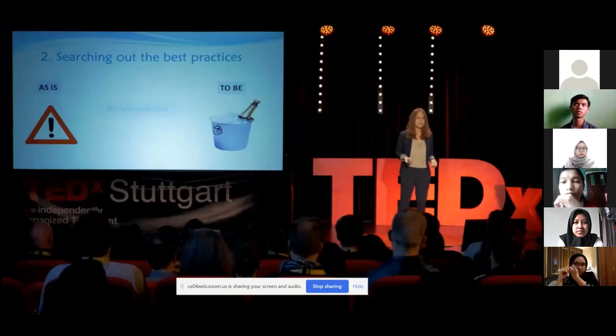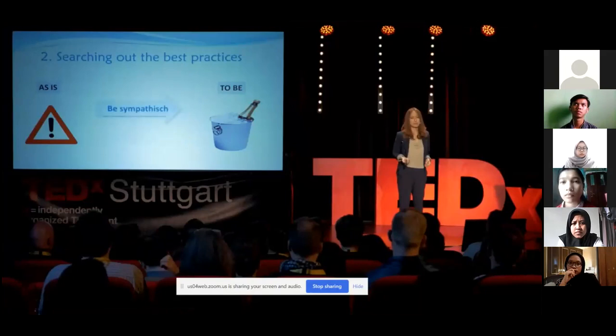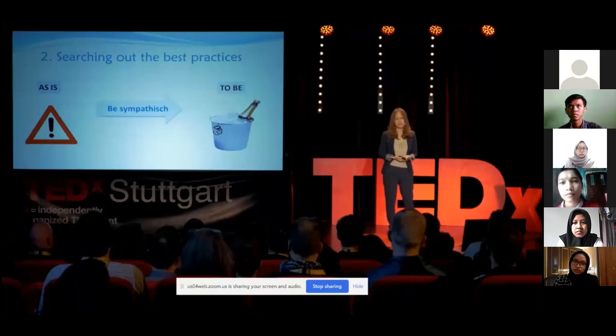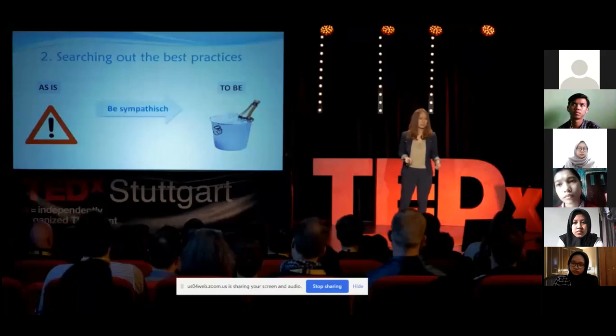My first B is be a more sympathetic person. I wanted to become a more sympathetic person at work. So I try to understand my colleagues at work. And then I remember their birthdays and we celebrate them together.